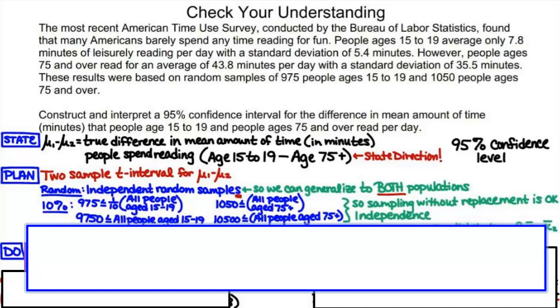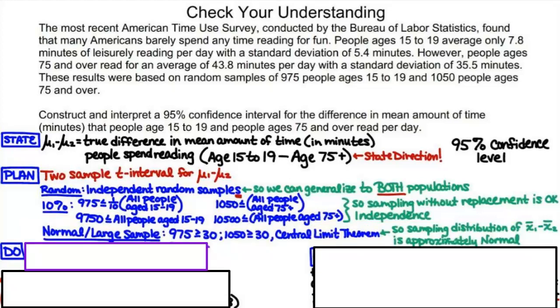Do we get normality? Yes, using what? Central limit theorem. Both of them are bigger than 30. All right, so then we do x bar 1 minus x bar 2 times t star. How in the world are we going to do a t star for these two? I've got 975 and 1050. It's not the same amount.